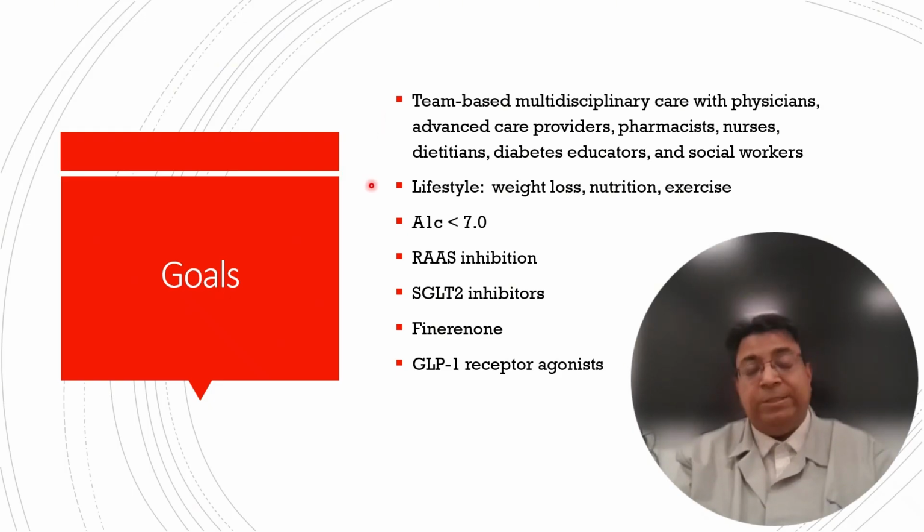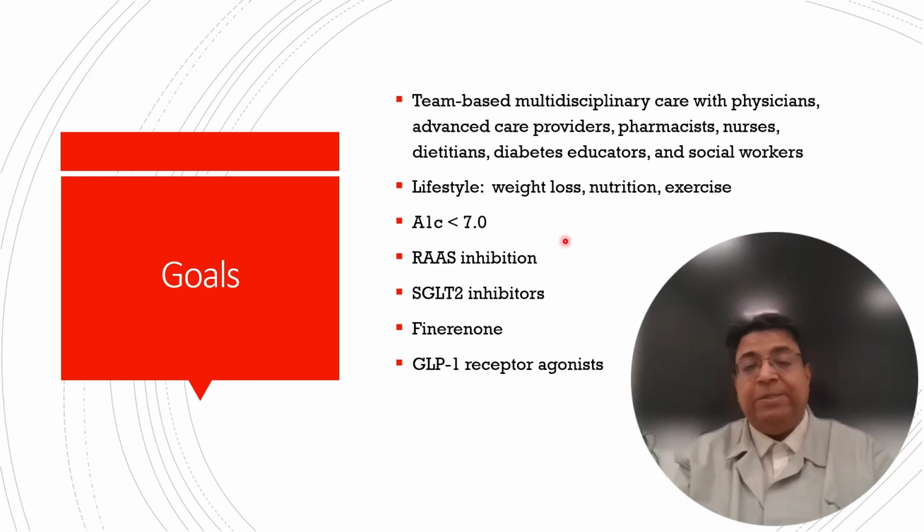Probably the most important is to enforce lifestyle, to educate about lifestyle, to get the patient involved, to make the patient feel empowered. Pretty much success of the diabetic treatment approach is incumbent upon the patient taking responsibility for himself or herself. And lifestyle is the biggest part of that, whether it's weight loss, nutrition, or exercise. You want to achieve that A1C of less than 7.0.